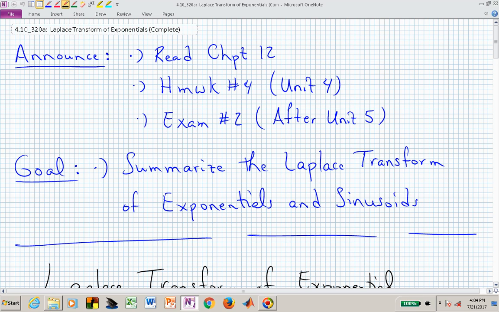In this video, what I want to do is summarize what we've seen in recent material, and that is to summarize the Laplace transform of exponentials and sinusoids and start to become more comfortable with what these time domain waveforms look like in the frequency domain. Again, what we want to do is start becoming comfortable moving back and forth between the two domains. We have the time domain and we have the frequency domain.